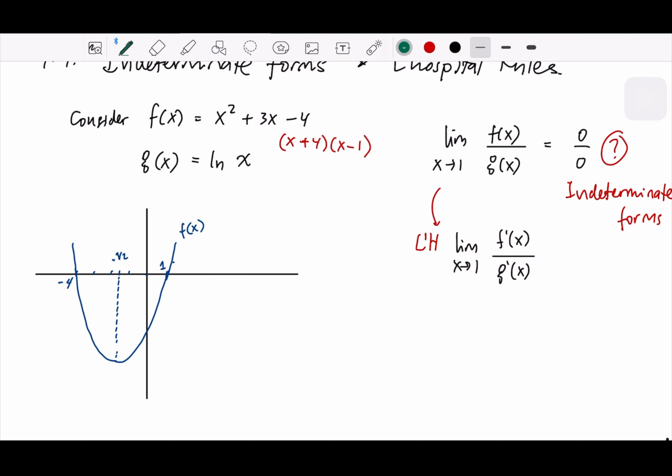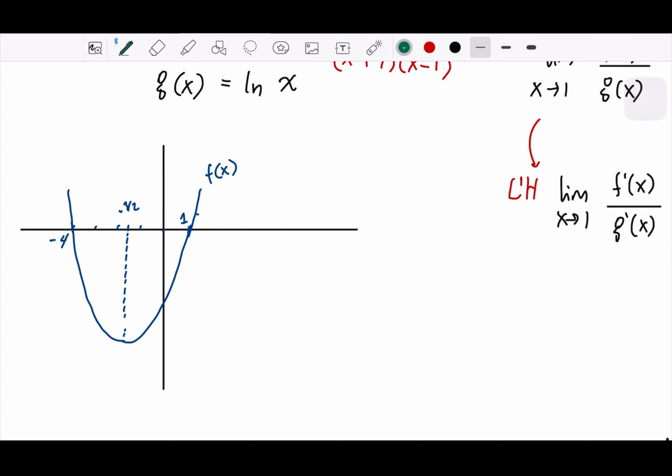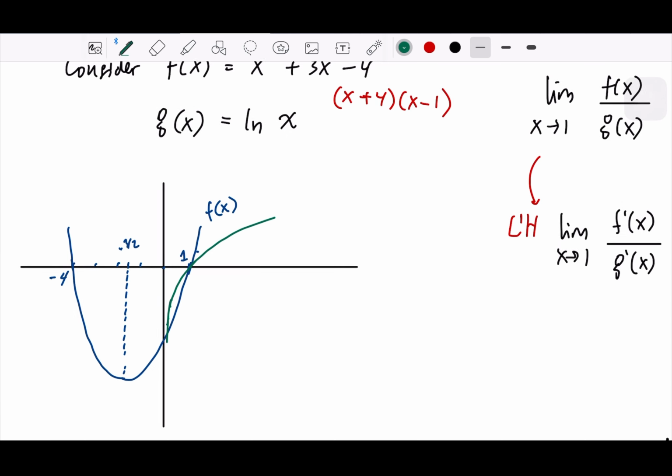Okay. For ln, we are going to have g crossing at x equals 1. Maybe let's make it more smooth. Okay. Let's say this is our g of x.